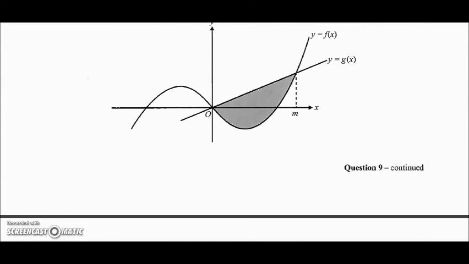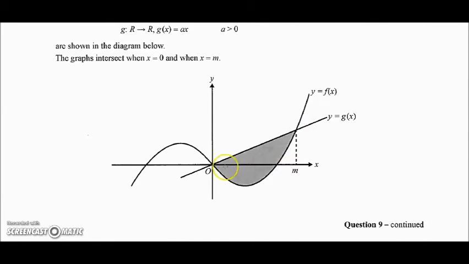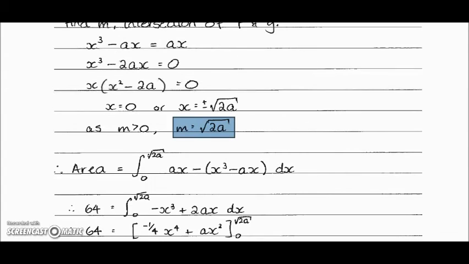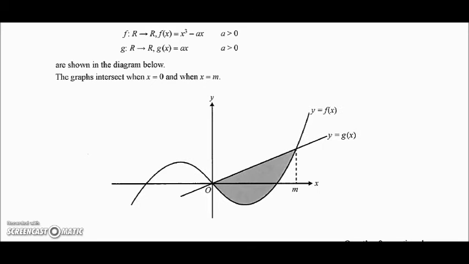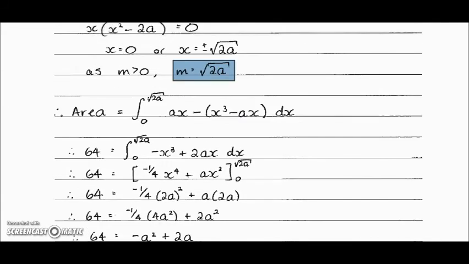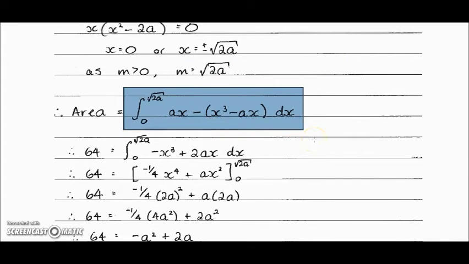Okay, so now using the area between two curves formula, we can integrate. So what we're interested in is the area from 0 to the square root of 2a. Now the line that was on top is ax, and the line that's on bottom is x cubed minus ax. So the integral to find the area between the two curves is that one there. So that's what we're trying to solve. Okay, and we know that that's equal to 64. So we're going to set that equal to 64, and we're going to attempt to solve for a.